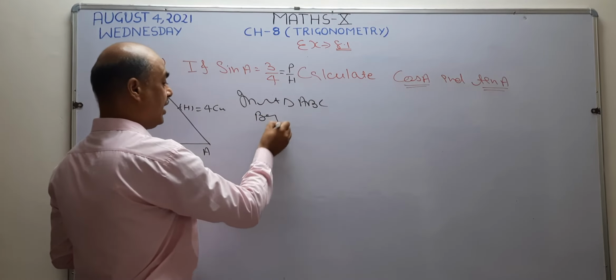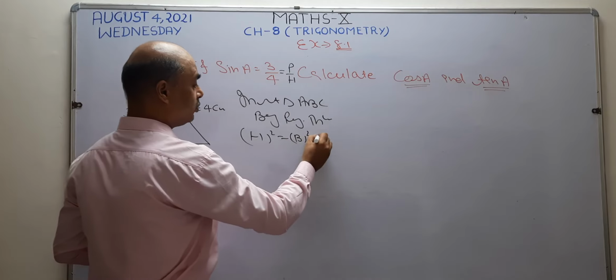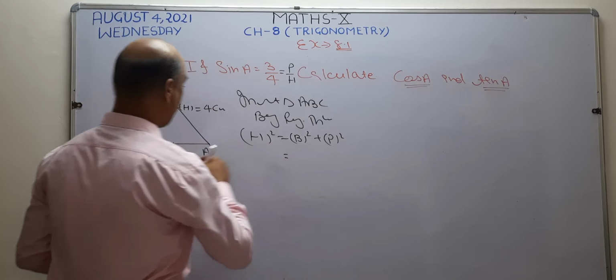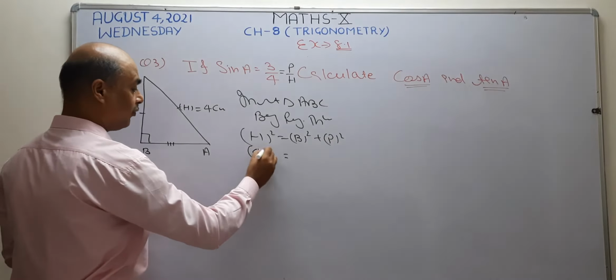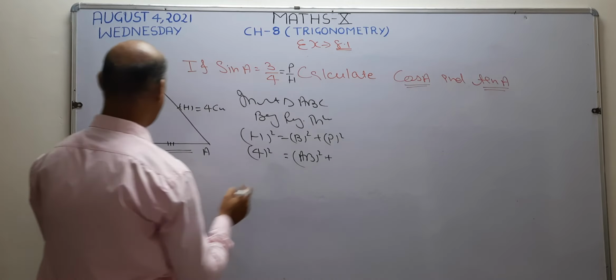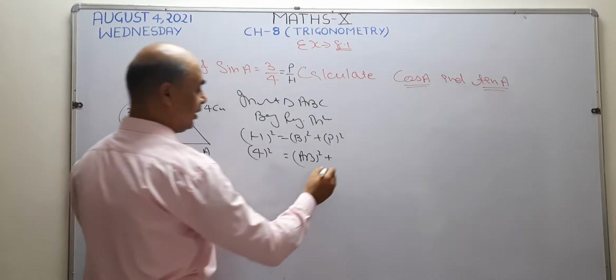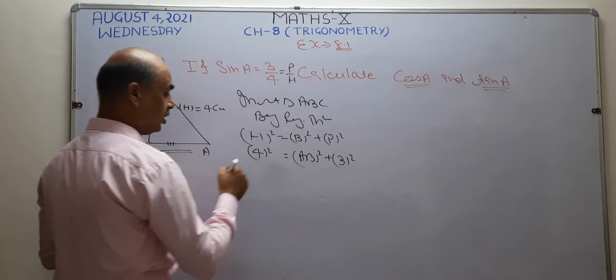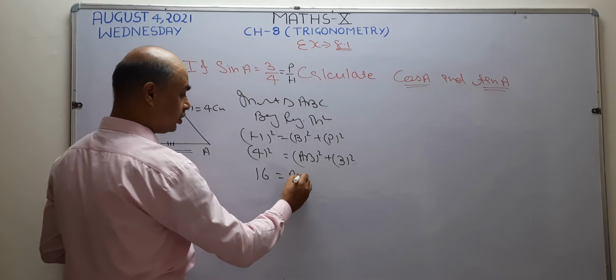Pythagoras theorem is H square equals B square plus P square. What is hypotenuse? Hypotenuse is 4. Right here, 4 square. What is base? Base is not given, so I want to use this side AB. I write here AB square. What is perpendicular? Perpendicular is given, 3 centimeters. So write here 3 square. Square of 4 is 16. AB square is going to remain the same.